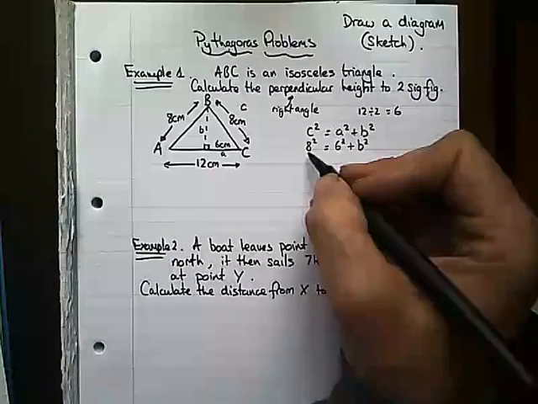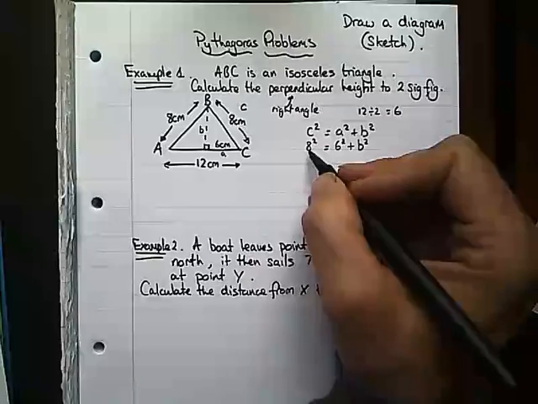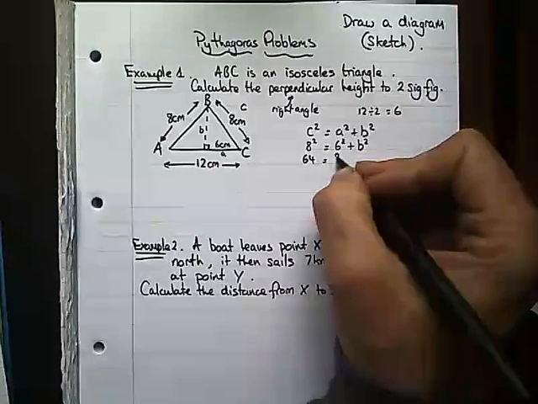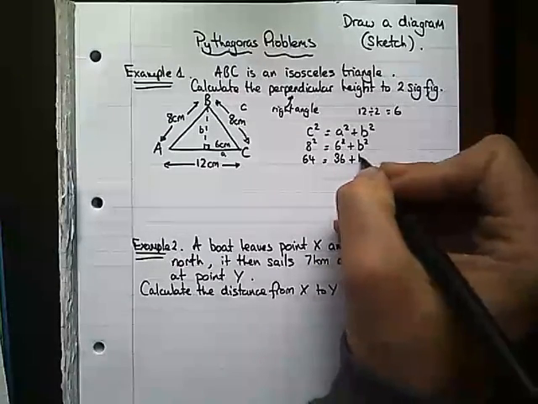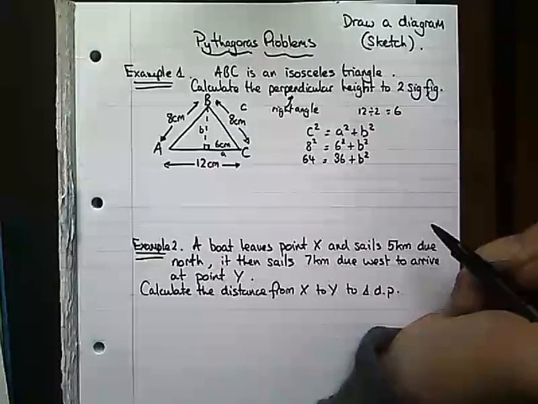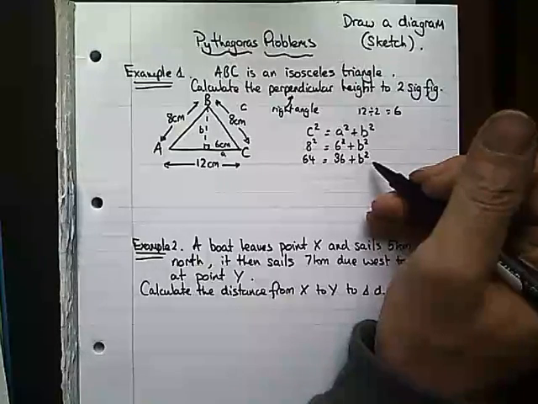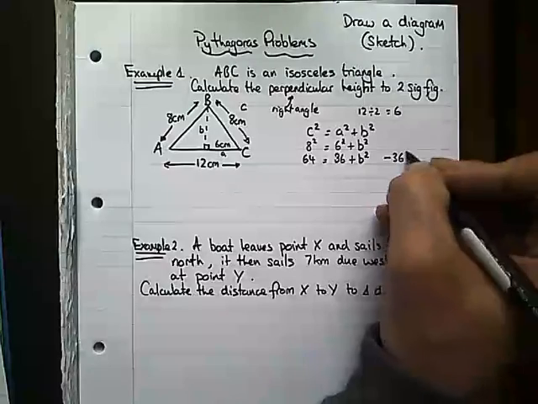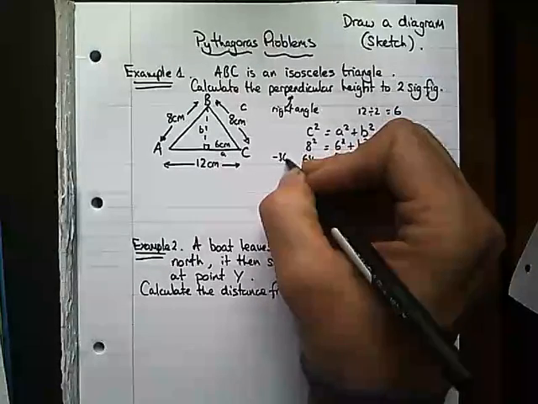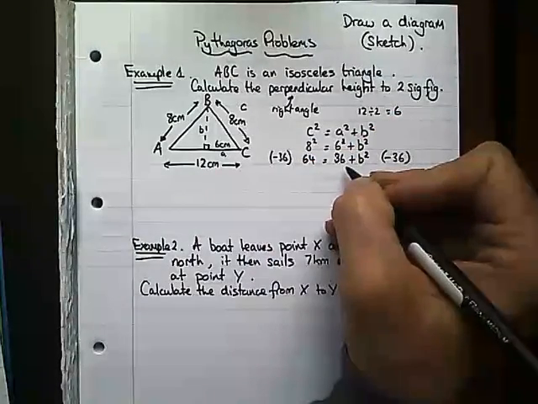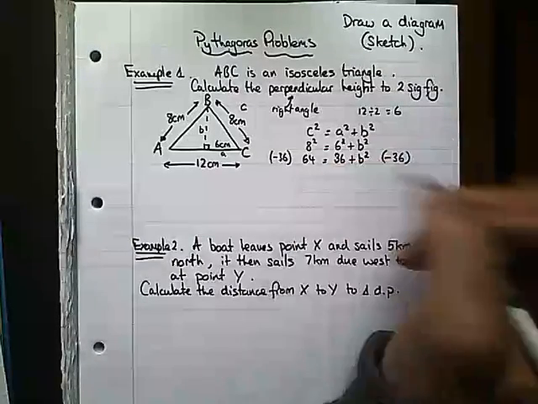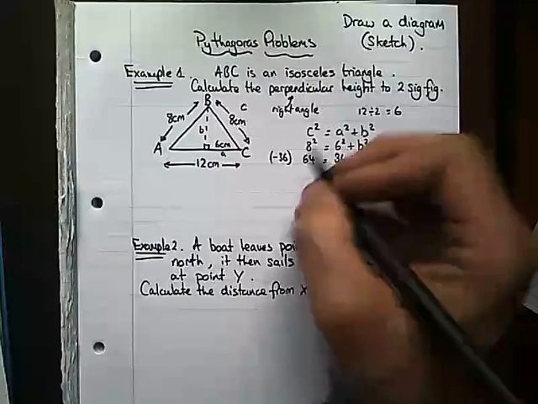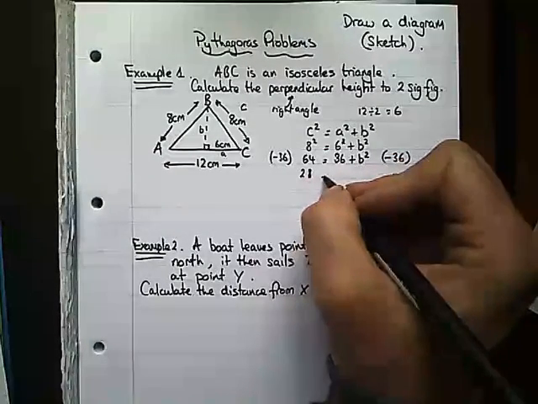Right, let's square everything that we can square. So 8 times 8 is 64. 6 times 6 is 36. And then I've got plus B squared. Now what I want to do is rearrange this to get B squared and then square root that answer. So I'm going to take away 36 from both sides, because then that will get rid of this plus 36. So 64 take away 36 is 28, and that's equal to B squared.